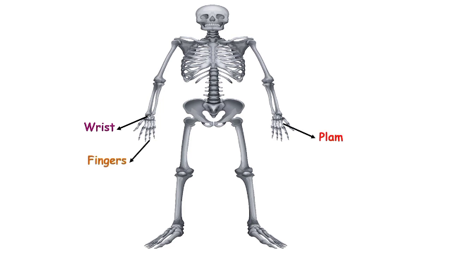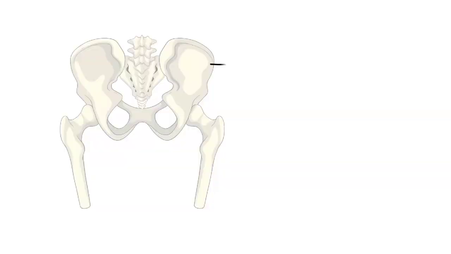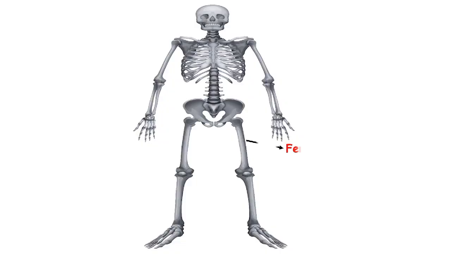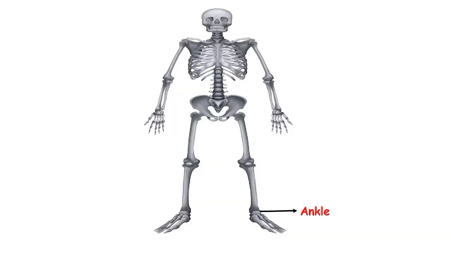palm, and fingers. Finally, we have the lower limb. It consists of the pelvic girdle, thigh, leg, and foot. The pelvic girdle consists of the hip bone, the ilium, ischium, and pubis. The thigh bone is called the femur, the longest and strongest bone in our body. The leg has 2 bones, the tibia and the fibula. And the foot consists of the ankle, arch, and toes.